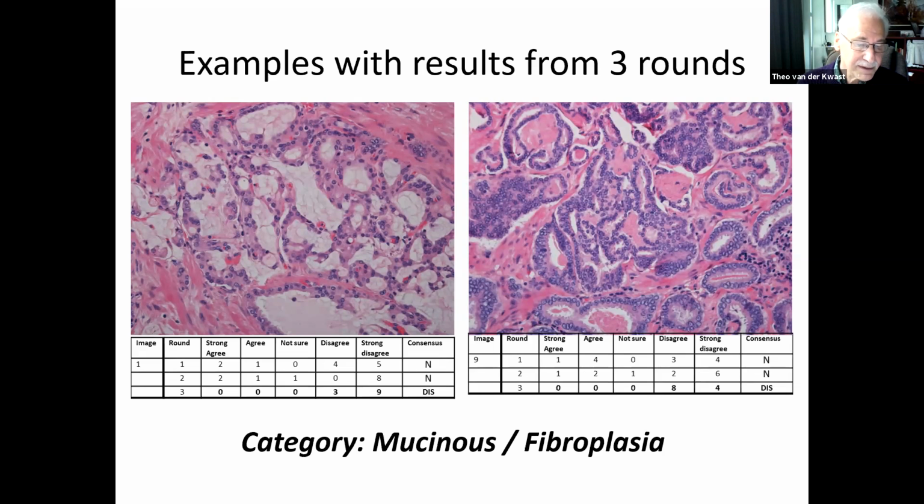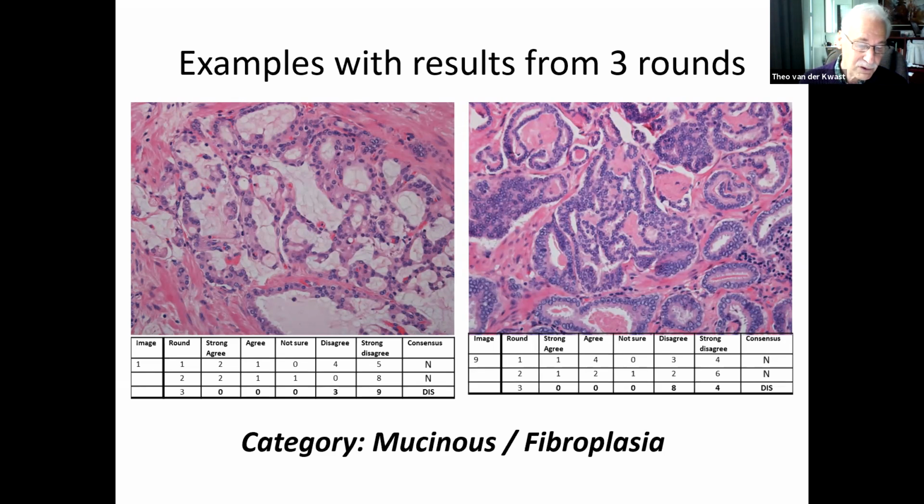In this slide, you see two nice examples of a mucinous fibroplasia or collagenous micronodule category. Interestingly, for both images, no consensus was reached during the first two rounds. Only at the third round, there was consensus disagreement after the definition of cribriform pattern was drafted.